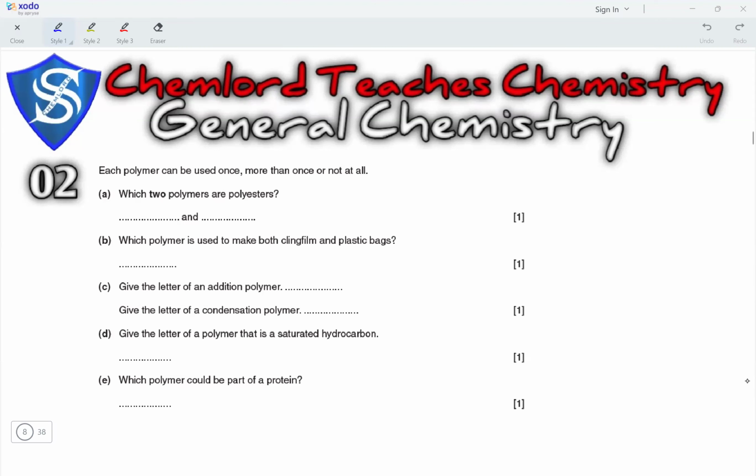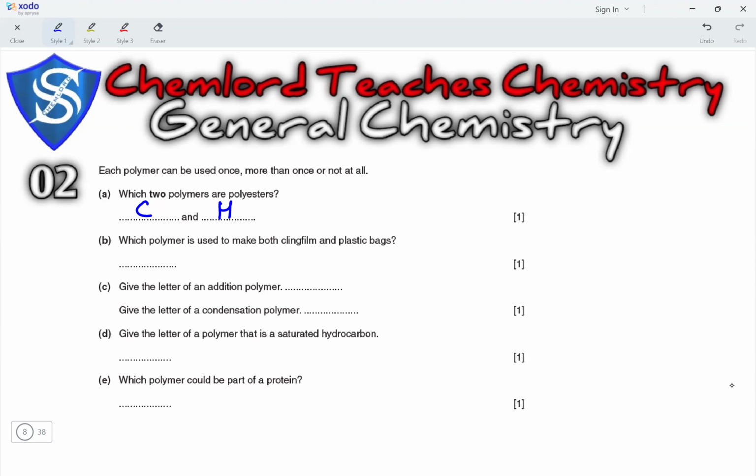Each polymer can be used once, more than once, or not at all. Which two polymers are polyesters? So the two polymers that are polyesters would be the ones having the ester bond between the monomer units. So that would make our answer polymers C and H, because these two had ester bonds present between the boxes.